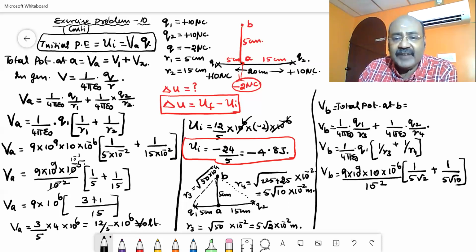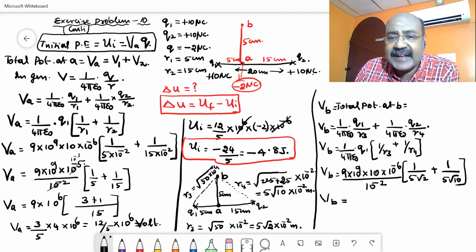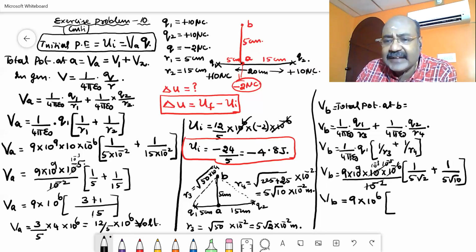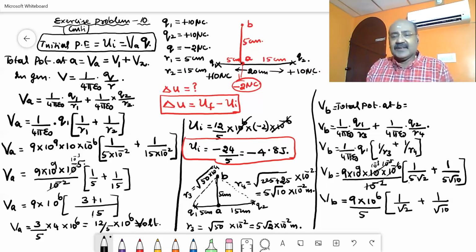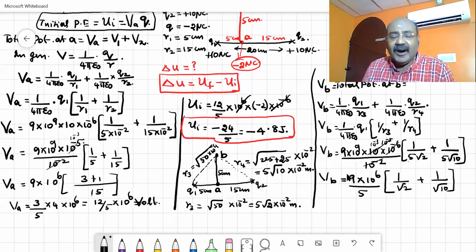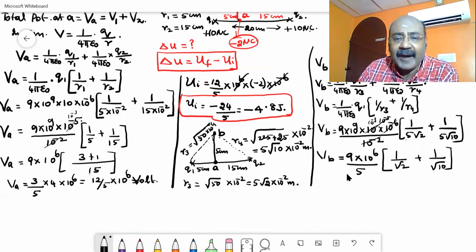Then I can write VB is equal to, on simplifying, on cancelling these two, you will be getting 10 power minus 5. On cancelling these two, you will be getting 10 power minus 3. So on subtracting, you will be getting 9 into 10 power 6. Also, you can take this 5 outside, divided by 5. Then you get 1 divided by root 2 plus 1 divided by root 10. What is that? 1 by root 2 plus 1 divided by root 10. We can simplify. How can you simplify? I am writing it here.